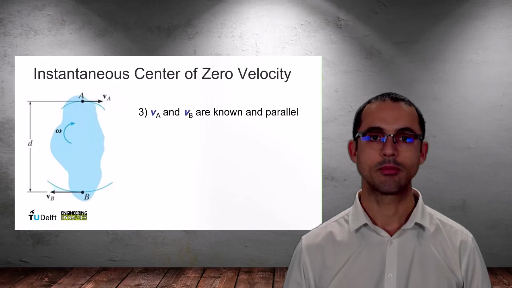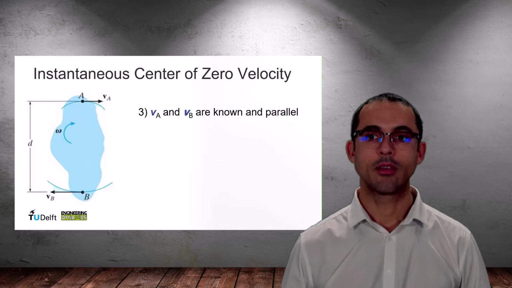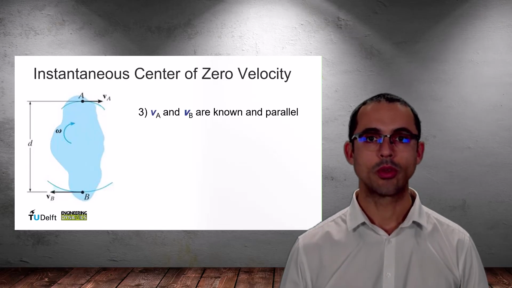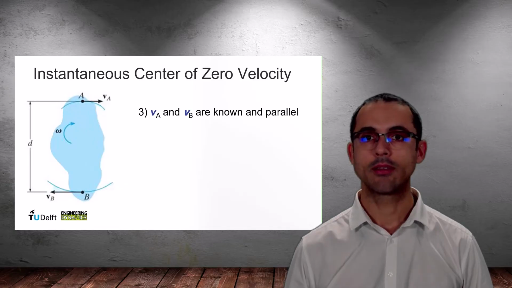In this third possibility, note that VA and VB are known, as in the second case. But now there is a difference that the two velocity vectors are parallel. So how to calculate the position of the IC in this case?